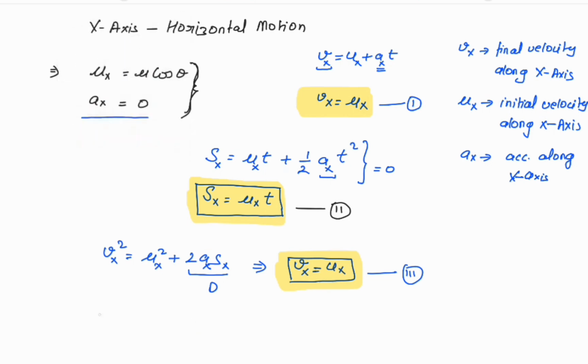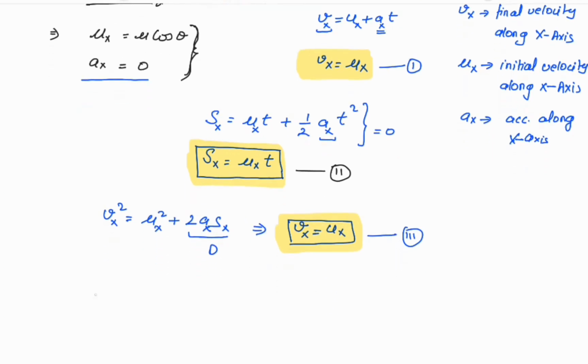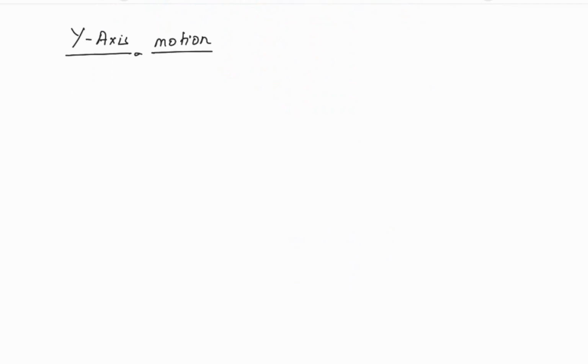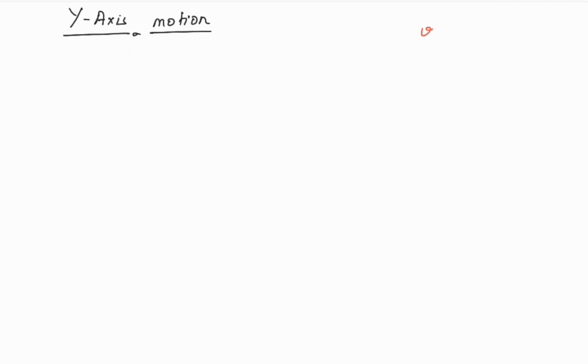Now, I am going to modify the straight line equations for the y-axis motion. This is the x-axis motion. These are the three equations that we are going to use for the x-axis motion and y-axis motion. I'm going to write the equations for the y-axis motion first here, so that we get the same equations on the same page, and it will be easy for us to understand.